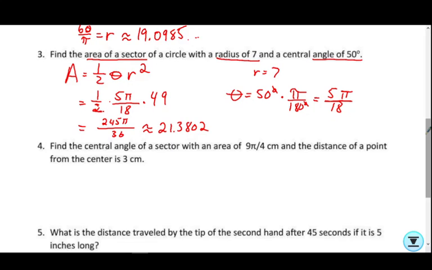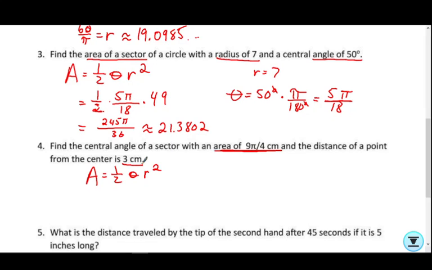Number 4, find the central angle of a sector. As soon as you see that sector, and then we say an area, they've given me the area. So I know I'm using my area equation. So my area is 1/2 theta r squared. And the distance from a point from the center is 3 centimeters. Well, that's a fancy way of saying that that's the radius, because from the center to a point, that is your radius. Okay, so we know our radius is 3.